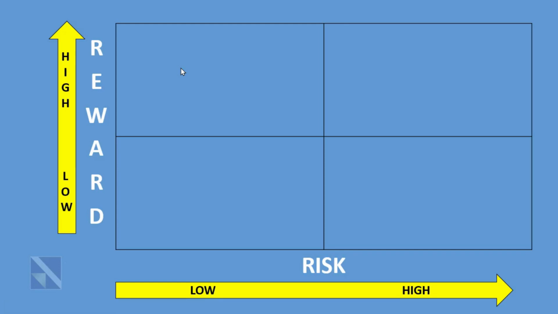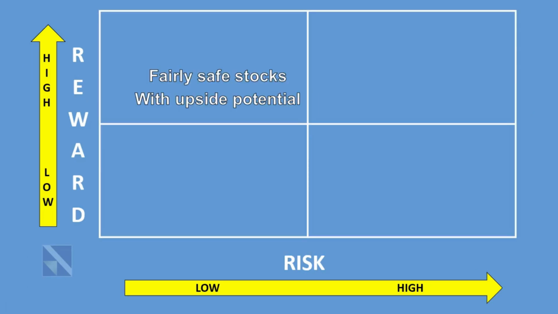Each will be represented by a different combination of risk and reward. The investor that belongs in this top left box doesn't want to take a lot of risk, but he or she still wants above average returns. They'll look for fairly safe stocks that have a lot of upside potential. Now, who do you think that is? Yes, that person is prudent.